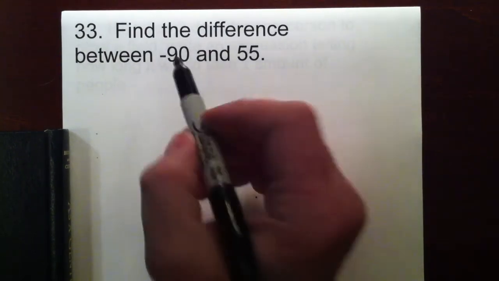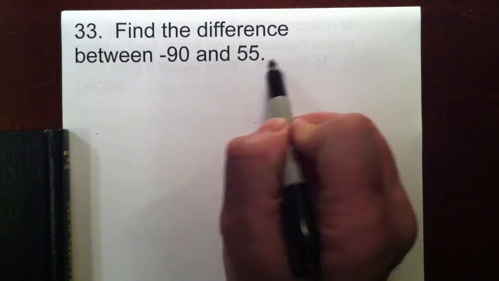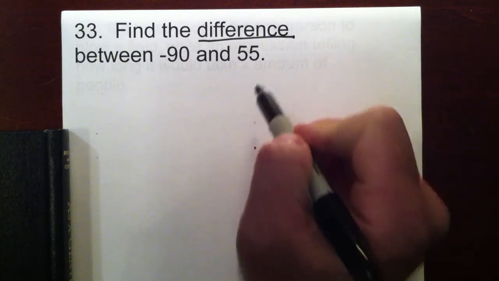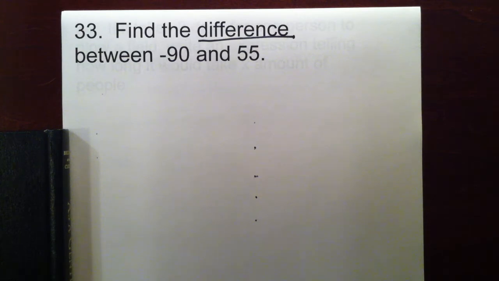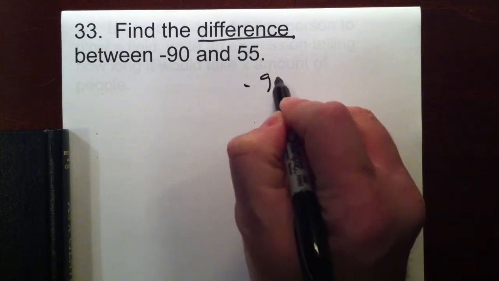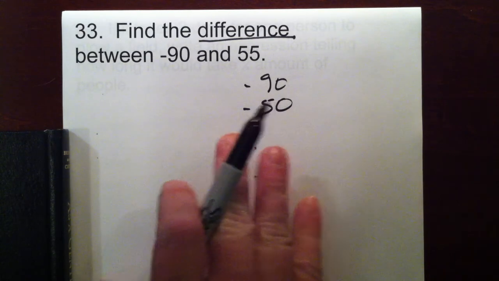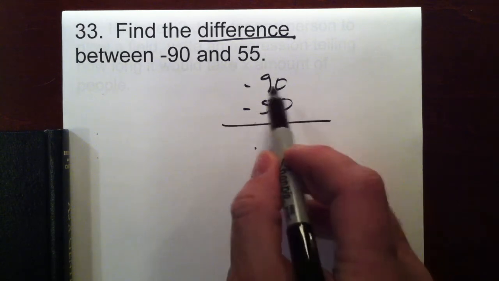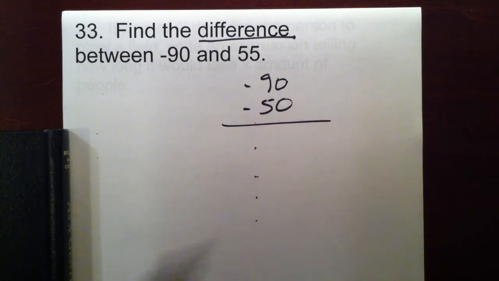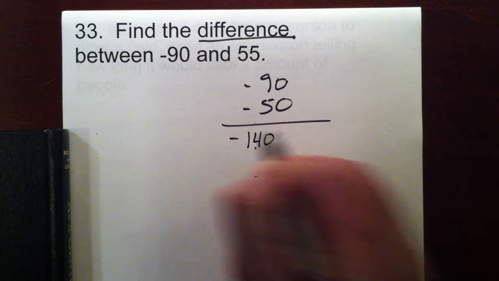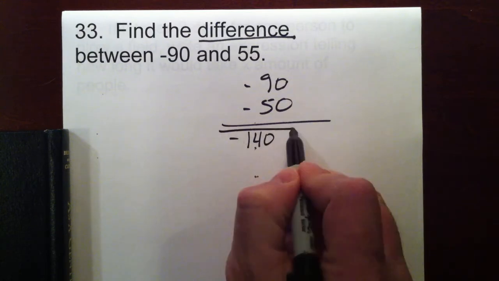Find the difference between -90 and 50. Well, we have a key word here, which is difference, and that indicates subtraction. So we must take -90 and subtract 50 from it. Well, again, I want you to think about temperature. It's -90 degrees, and all of a sudden the temperature drops by 50. Therefore, we're still going to have a negative number. In this example, our answer is negative 140.